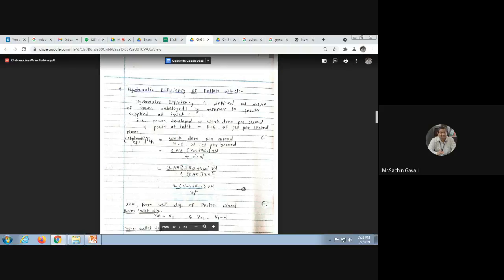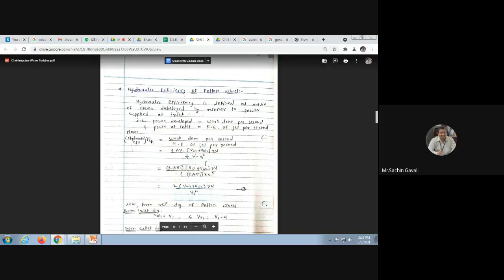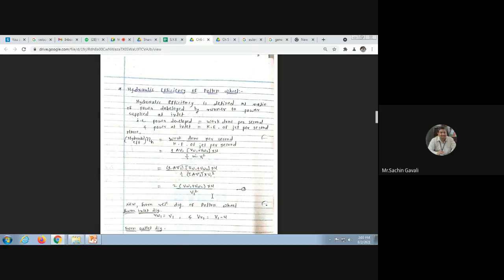Write down: hydraulic efficiency of Pelton turbine is defined as the ratio of power developed by runner to power supplied at inlet. Power developed is equal to work done, which we have just calculated, rho A V1 into bracket VW1 plus VW2 into u, divided by kinetic energy at inlet, which is half m v squared. But m is rho A V1, so rho A V1 will get cancelled and the 2 will come to the numerator side: 2 into VW1 plus VW2 into u divided by V1 squared. Everyone write this down, then tell me yes, over.